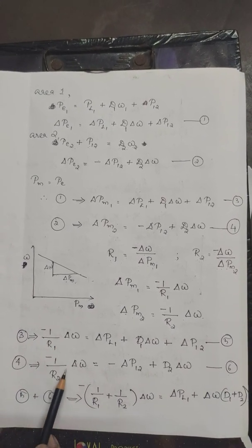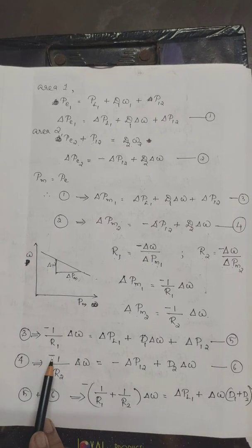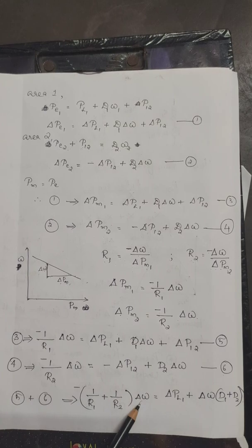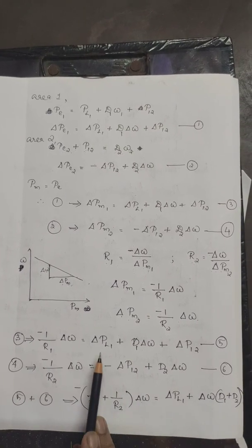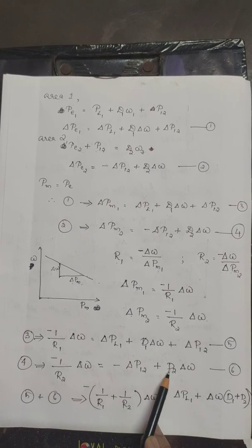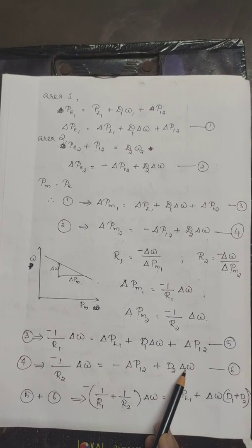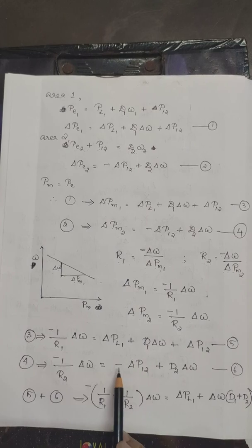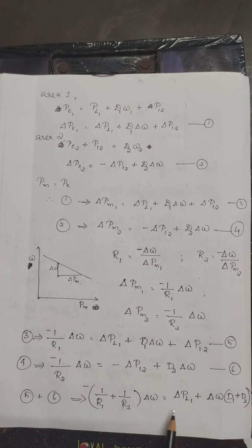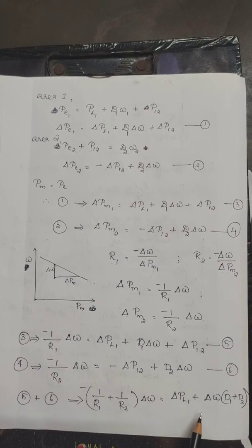When these two are added, we will get minus of 1 by R1 plus 1 by R2 into delta omega. And on the right hand side, we will get delta PL1 and D1 plus D2 into delta omega. Delta P12 and minus delta P12 get cancelled. So this will be the equation that we are getting.